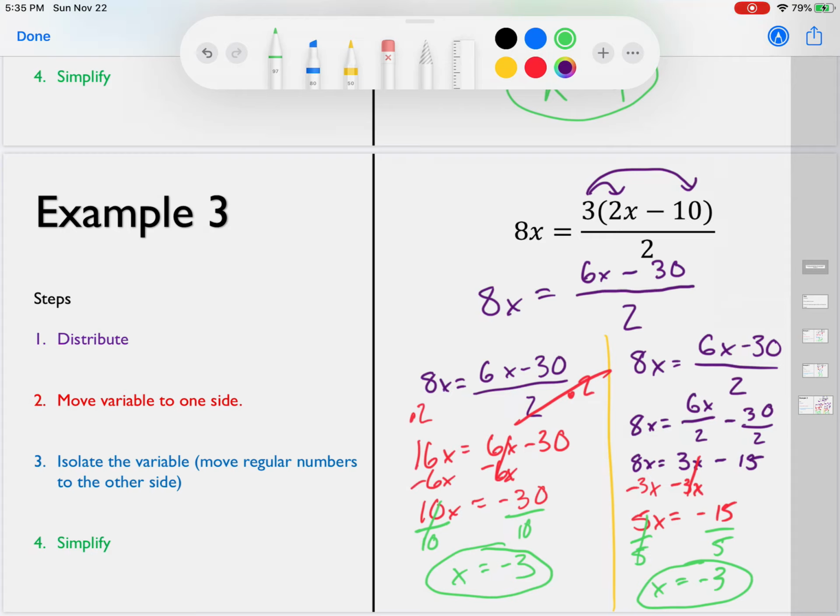So anytime you have an equation where there's a fraction and grouping symbols on that right-hand side, you can solve it either of these 2 ways. Me personally, I like this way on the left better. But really, you can use either way.